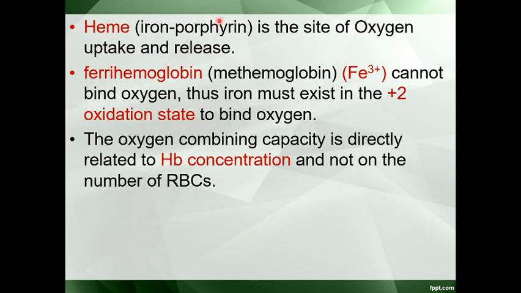Heme iron, you know very well that heme is the site of oxygen uptake and release. Ferrihemoglobin, methemoglobin cannot bind oxygen, and thus iron must exist in the ferrous state to bind oxygen. One thing here you should remember, it can come in the MCQ. The oxygen combining capacity is directly proportional to the hemoglobin concentration, and it's not related with the number of RBCs. It depends upon the hemoglobin concentration.